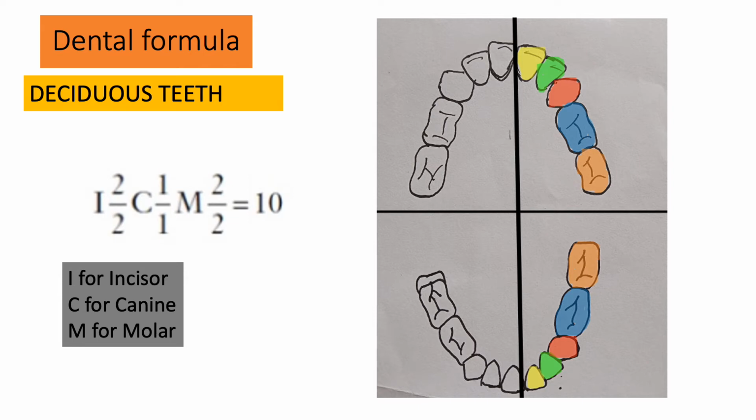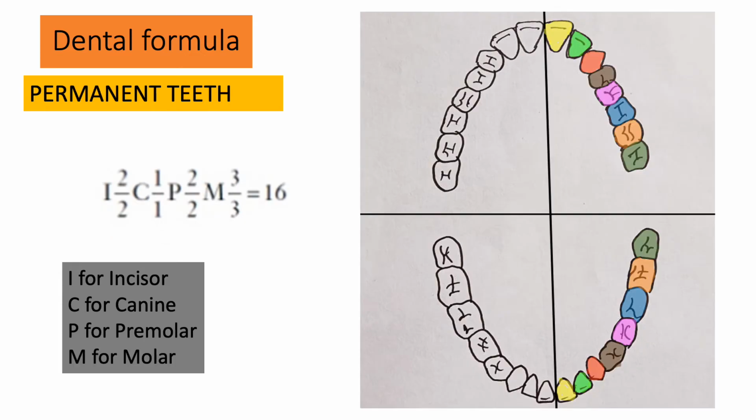Then followed by canine. Canine C, where there is 1 in the upper and 1 in the lower. Molar, 2 in the upper and 2 in the lower. Totally there are 10 in number. This is one side, that is to be remembered, one side of the oral cavity. So it will be written as I 2 by 2, C 1 by 1, M 2 by 2 equals 10. That is the general formula of the deciduous teeth.